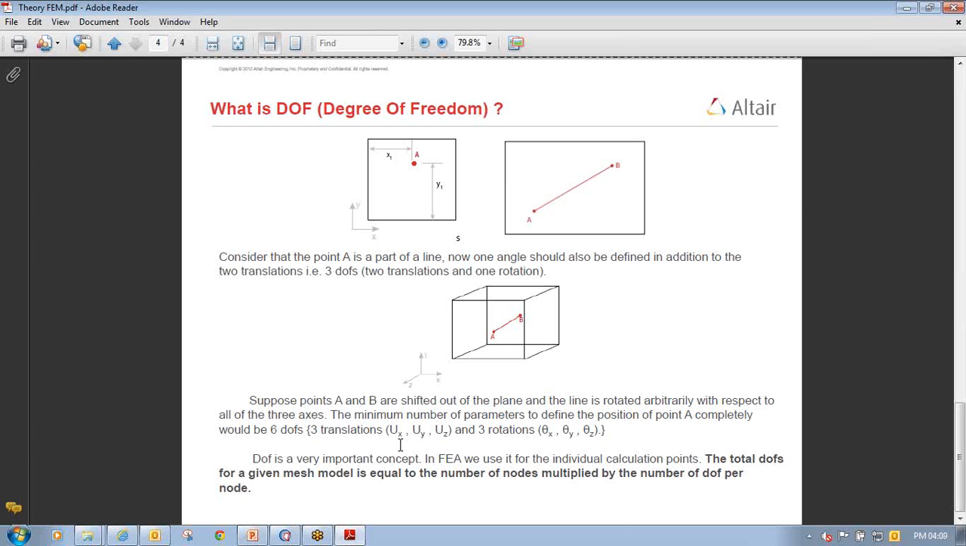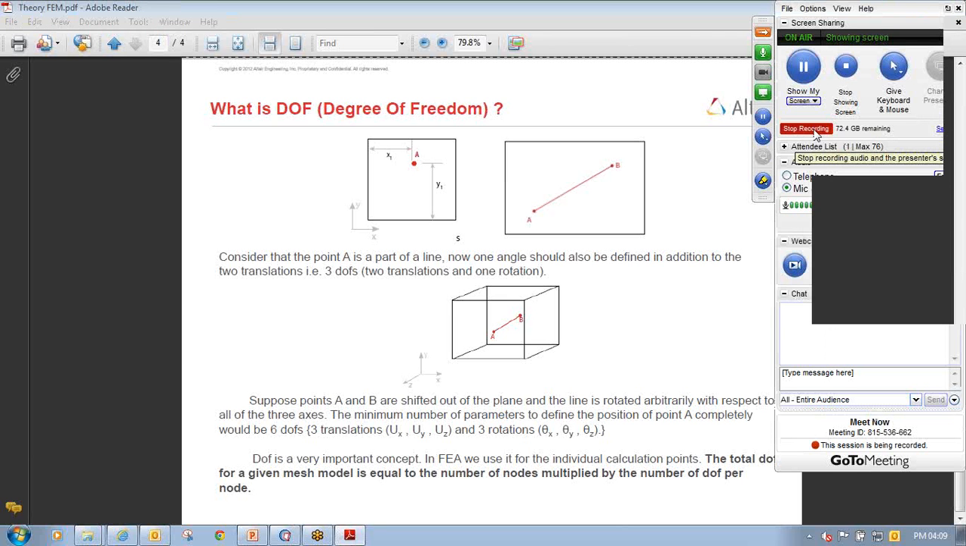DOF is a very important concept. In FEA, we use it for individual calculation points. The total degrees of freedom for a given mesh model is equal to the number of nodes multiplied by the number of degrees of freedom per node. So in this way we have ended the basic theory of FEM.